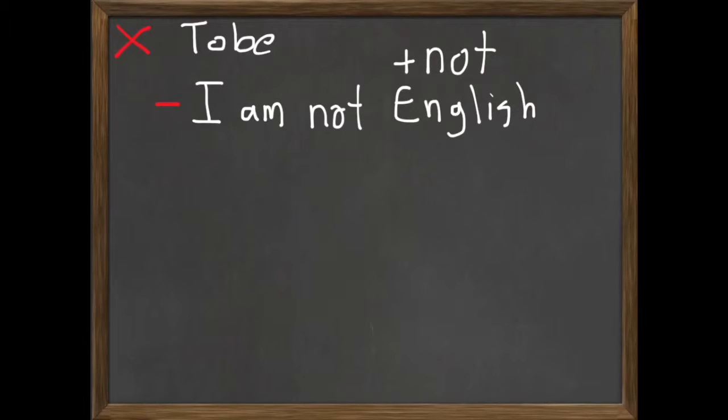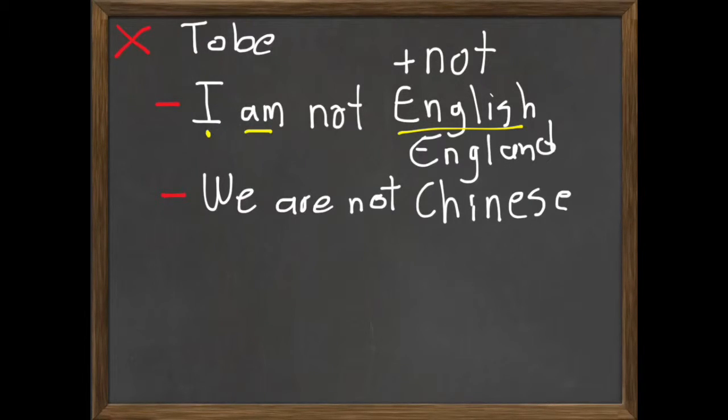Now let's look at the negative form of the verb to be. For example, to use the negative form, we will use or add a not at the end of the sentence or the conjugation. Let's look at an example. I am not English. Remember, am is the I form of the verb to be, while English is a person who comes from England. I am not English, meaning that I do not come from England.